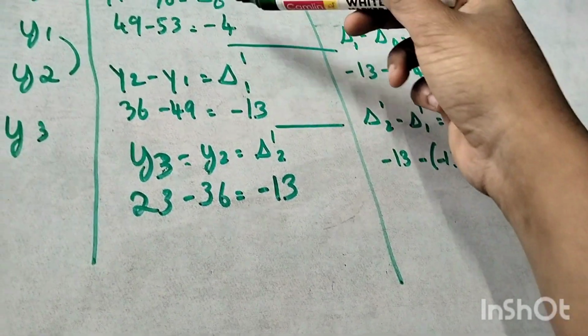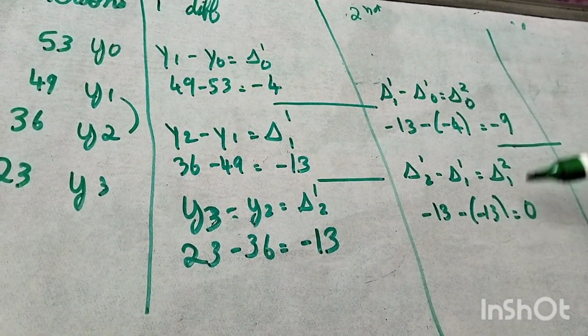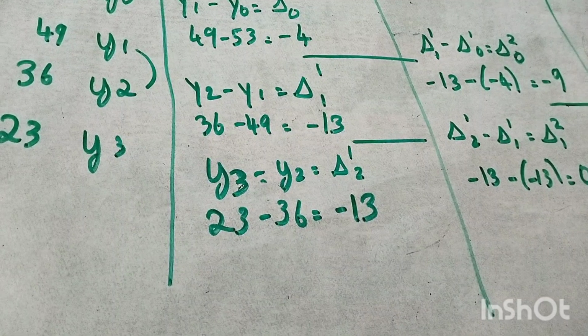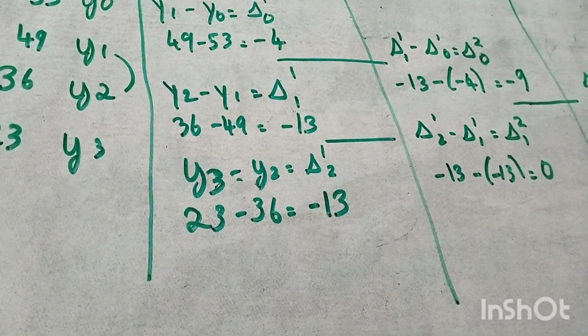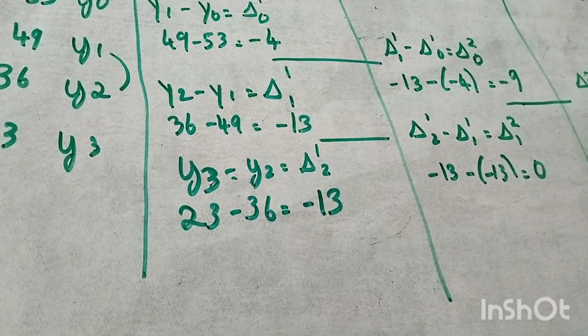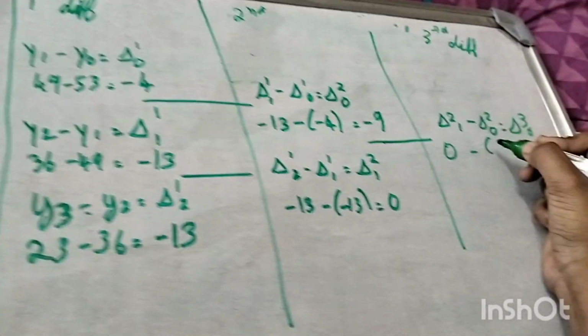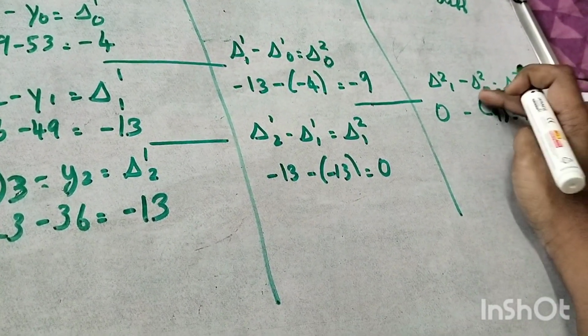So you do this method till you have only one left. Here it was 3, you have 3 different values. Here it's 2 values, and now it's going to be 1 value. So you stop when you get 1 value. So next is delta 2 1 minus delta 2 0 is equal to delta 3 0. So 0 minus of minus 9, that's going to be 9.